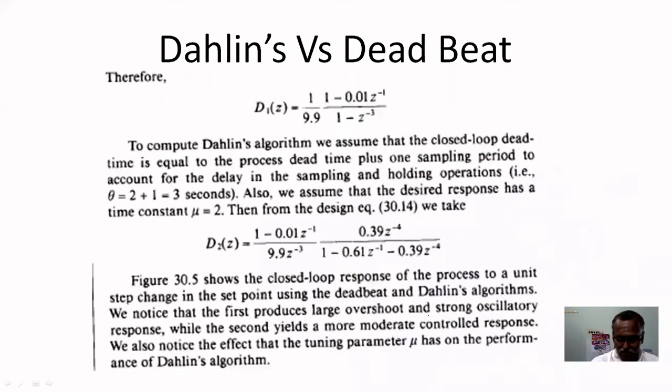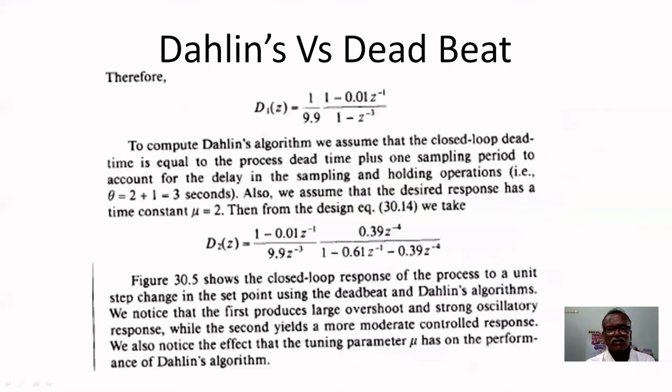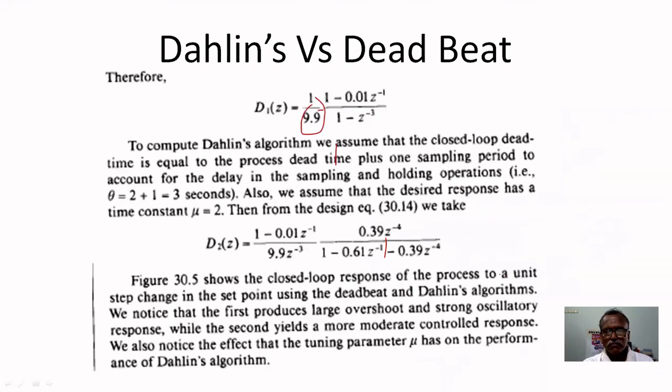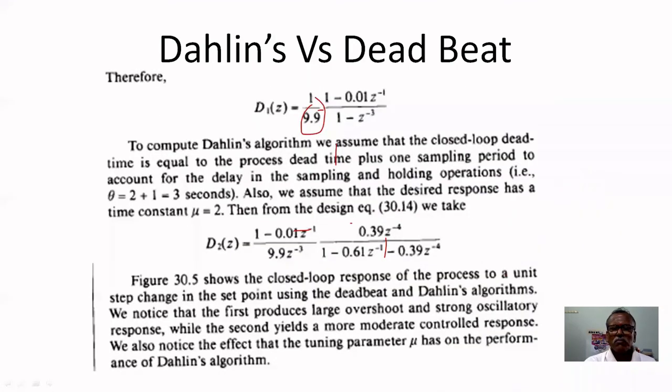Dhalin's algorithm. If you combine this 10 and the 0.99, you will get 9.9, and you write everything in terms of that. It is the same controller, but simplified, that's all.